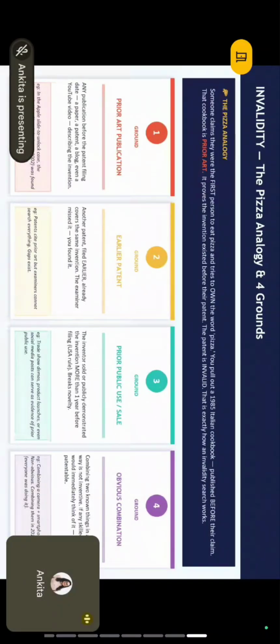And there are 4 different grounds. We can find any prior art publication, any publication before the patent filing date: a paper, a patent, a blog, even a YouTube video describing the invention.